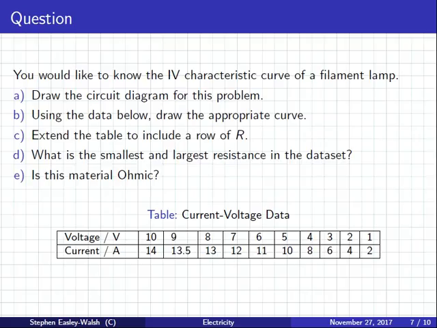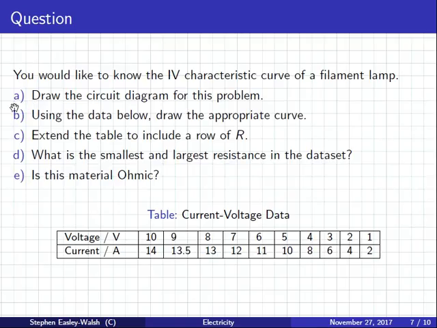A lamp is usually where you see this filament lamp. Yeah, like a study lamp. You know, the ones that are on study desks. And you notice that these get really, really hot. So, we don't need to do part A, because we've drawn the circuit already.